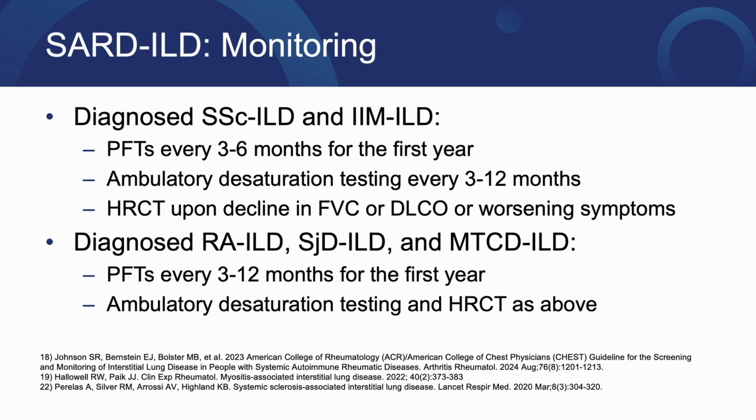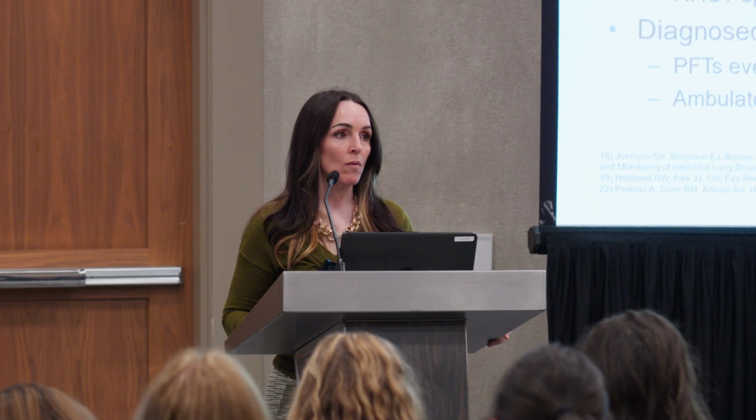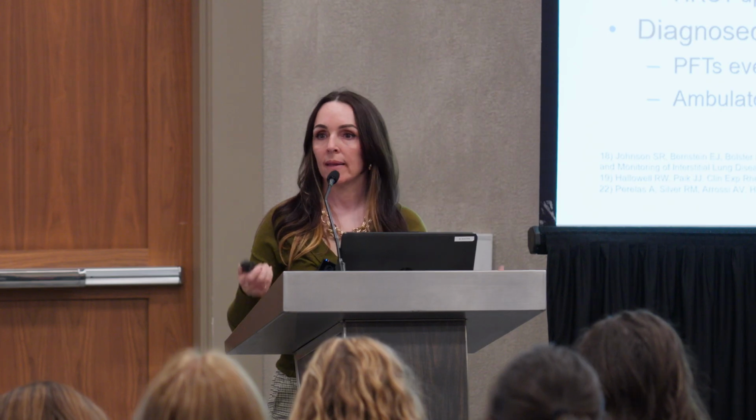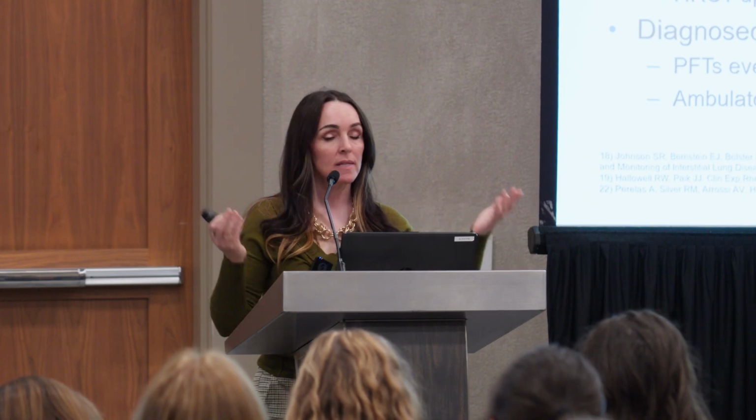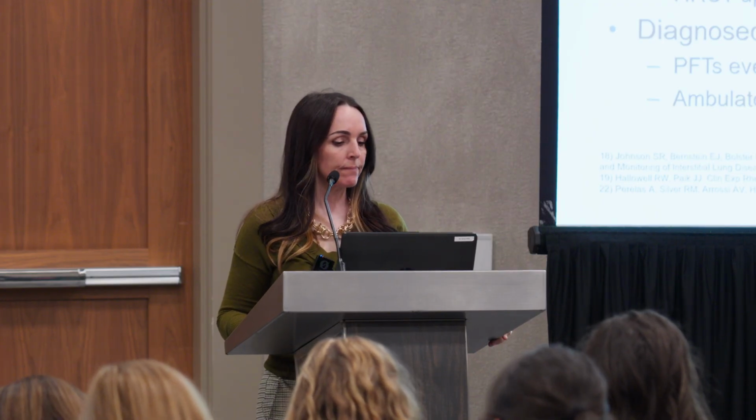We want to make sure that we're looking for desaturations in their oxygen levels, and oftentimes you're going to find it first with ambulation. Oftentimes at rest, unless they're obese, we're not usually going to see that, but with ambulation, we're likely to see it first. And then with high-res CT, you want to reorder that if we are seeing decline in their lung function or they're having worsening symptoms. And those symptoms aren't always dyspnea. Sometimes it's cough, a dry, hacking cough. Sometimes they may try to excuse it as allergies or postnasal drip or something else, and it might be, but oftentimes it is because they're having progression of disease.